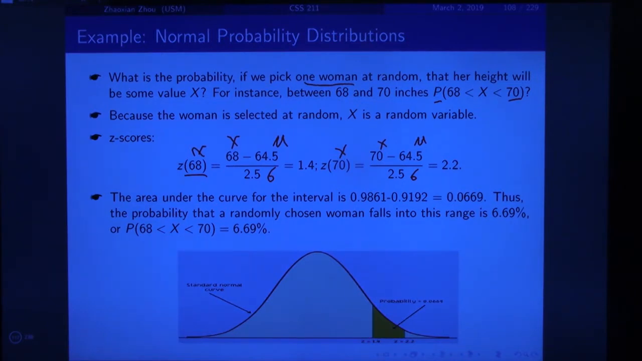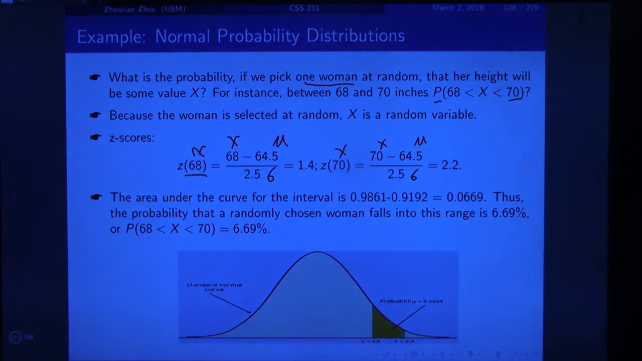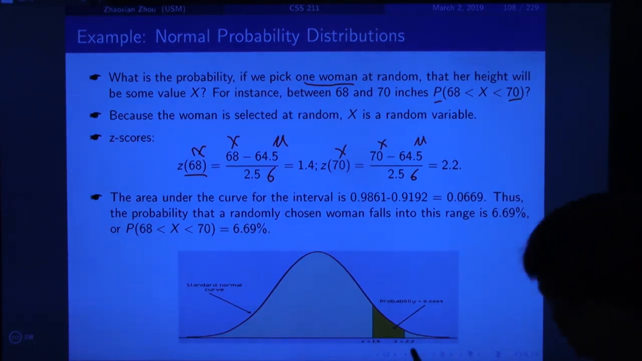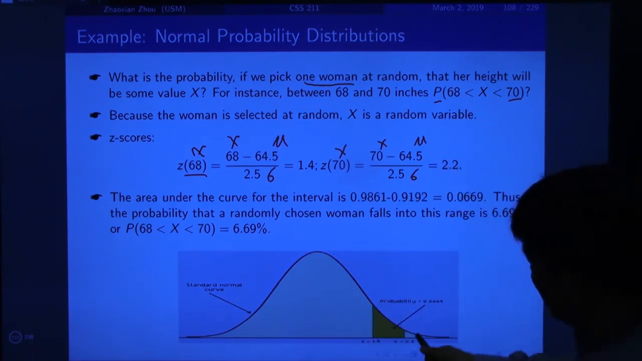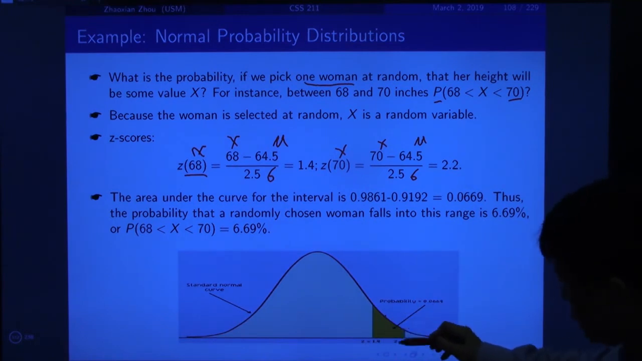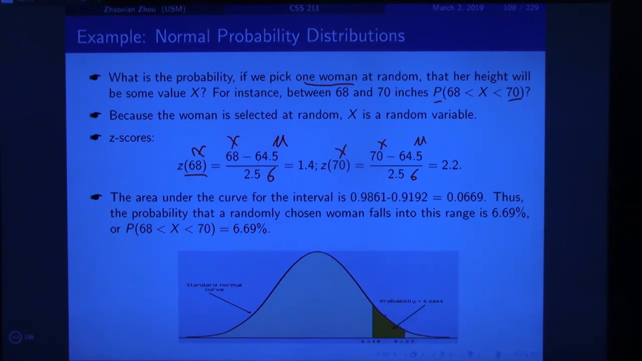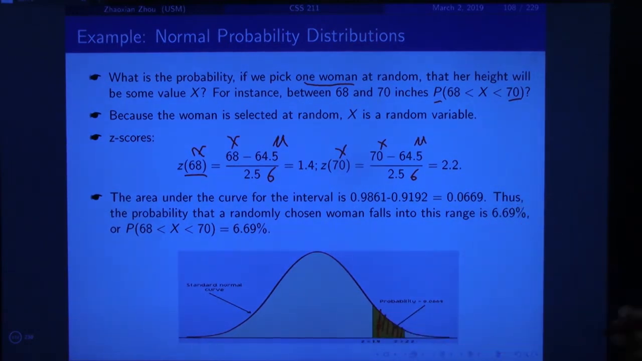Usually, I suggest you draw a rough approximate distribution like this. This z equals 1.4 corresponding to the original 68, and this z equals 2.2 corresponding to x equals 70. Before, we were looking for the proportion of this side, this area, and now we are looking for the probability of this. But either way, we are looking for the area of this shaded part.